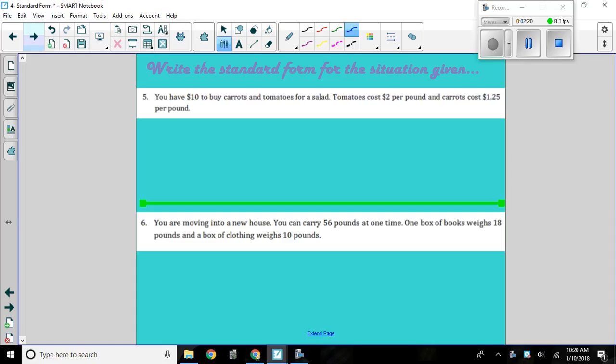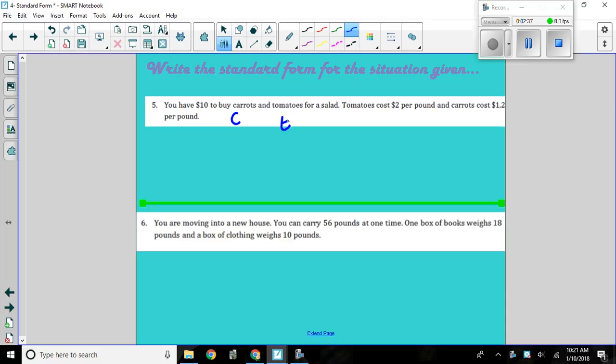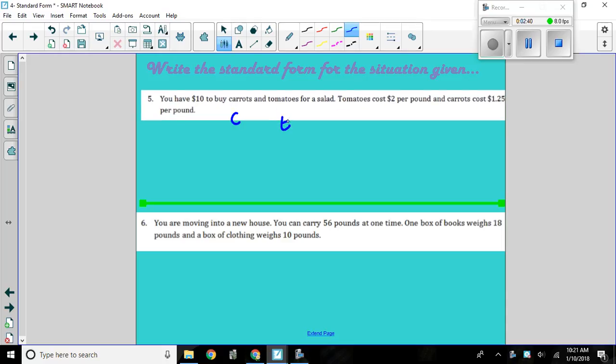All right, write the standard form for the situation that's given. You have $10 to buy carrots and tomatoes for the salad. Tomatoes cost $2 per pound, and carrots cost $1.25 per pound. So the two unknowns that we have here are tomatoes and carrots. So we can just use C for carrots. We can use T for tomatoes. Sometimes they ask you to use X and Y. Either one, it doesn't state in this situation. So tomatoes cost $2 per pound. So $2 times our pounds of tomatoes, plus $1.25 times our C for carrots, and then equals $10, because we have $10 total to spend. And there's our standard form equation for the situation.